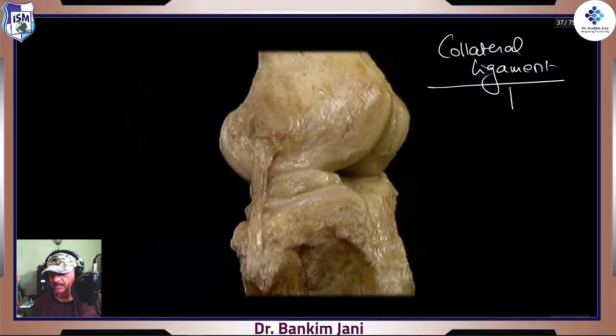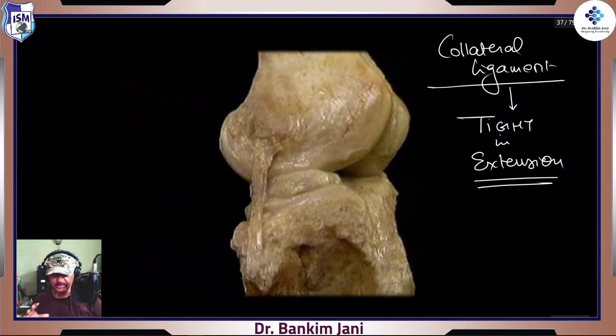These collateral ligaments, whether any of the collateral ligaments, they will be tight in extension, right? So see how nicely the whole thing is constructed. These are menisci, so a good cushion is given so that things can slide comfortably. But then there are the anterior cruciate and the posterior cruciate, which prevent excessive anteroposterior movement, and side to side there are collaterals.